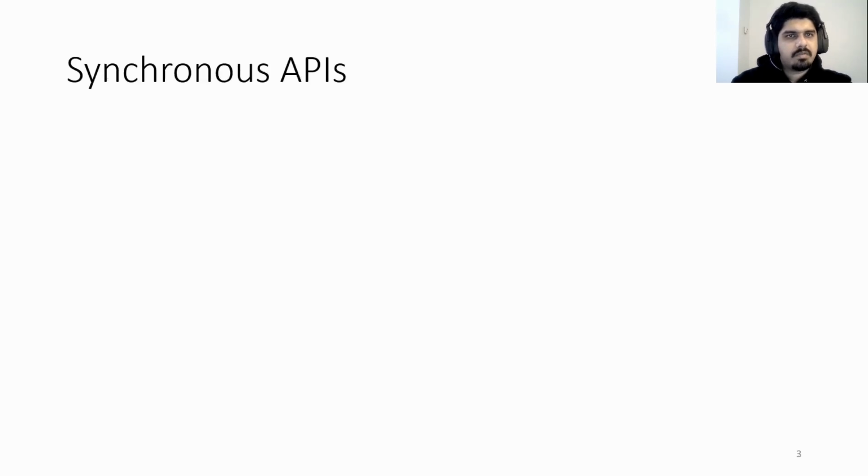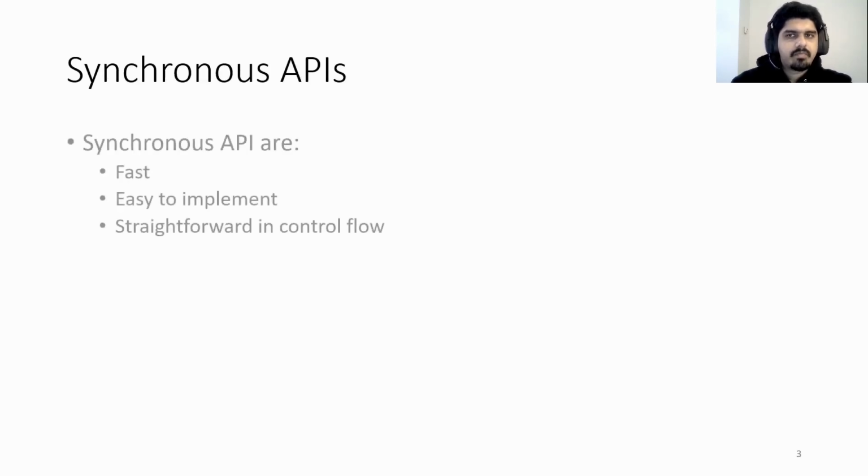So why do developers prefer synchronous APIs? Synchronous APIs tend to be quite fast, they're very easy to implement, and they have a straightforward control flow.